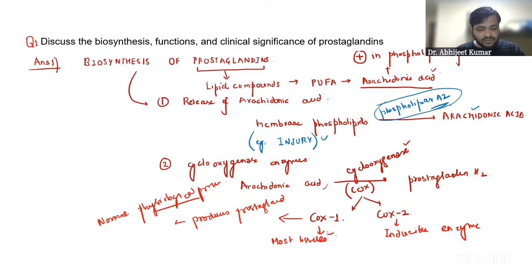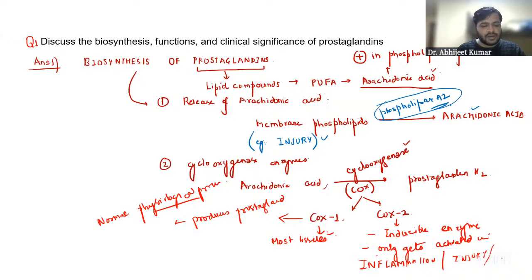So physiological is the one occurring normally in the body. When I say COX-2, it is an inducible enzyme. It only gets activated in response to any inflammation or injury in the body. So it will be responsible for the production of prostaglandins which are involved in inflammation or any injury of the body.